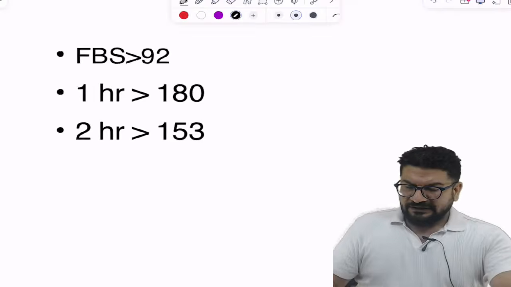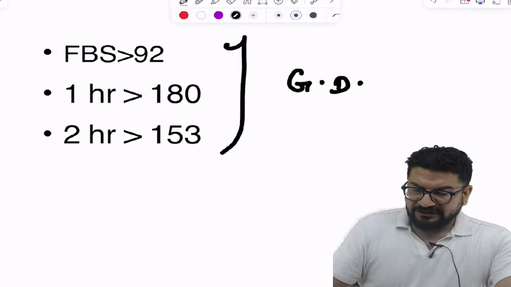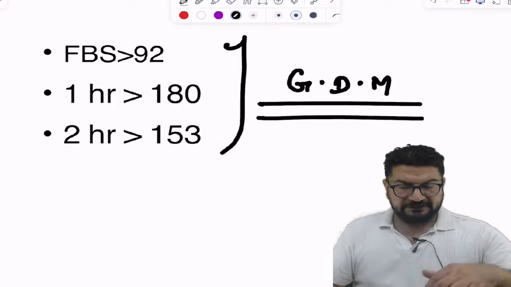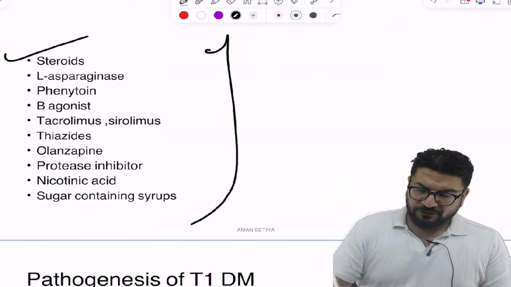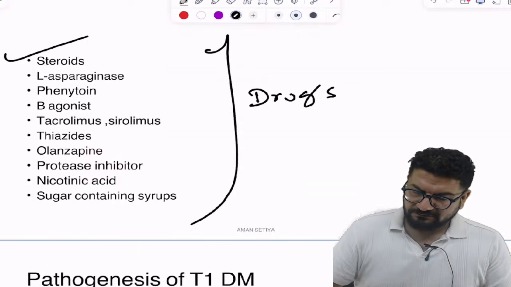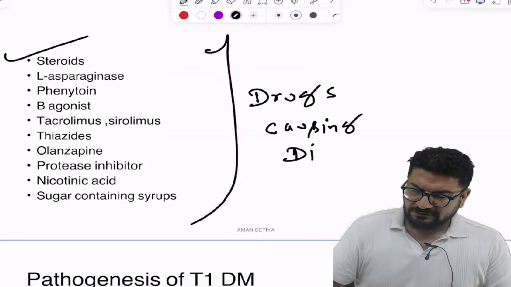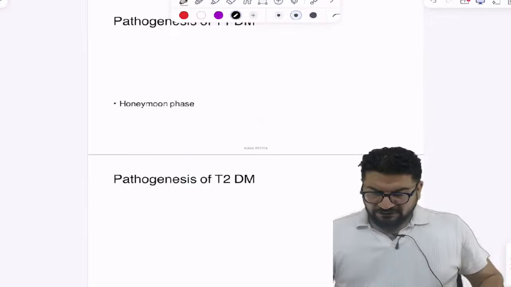Okay, fasting more than 92, 1 hour more than 180, 2 hour more than 150, it is the diagnosis of GDM. GDM is gestational diabetes mellitus. It is for GDM. So these are drugs which can cause diabetes. Most common will be steroid. These are the drugs that can cause diabetes. Very, very important. Okay, now understand this thing.